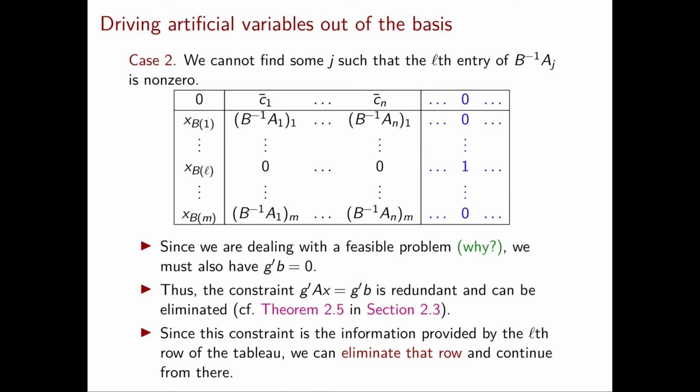This must be the case because we know that our original problem is feasible, because the optimal cost of the auxiliary problem is 0. Therefore, the constraint G transpose A x equal to G transpose b is the trivial constraint 0x equal to 0. Therefore, it is redundant and it can be eliminated, as we have seen in theorem 2.5. This constraint is exactly the information provided in the nth row of the tableau. So in our tableau, we can simply eliminate that row and continue as if we never had that row.